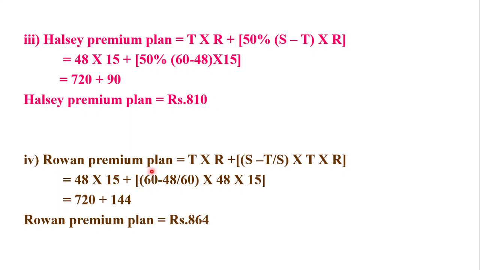Then under Rowan premium plan, the formula is T into R plus S minus T divided by S into T into R. So here T means time taken is 48, R means rate per hour, that is 15, and S means standard time, that is 60. So after simplifying this, we will get the wages under Rowan premium plan is rupees 864.